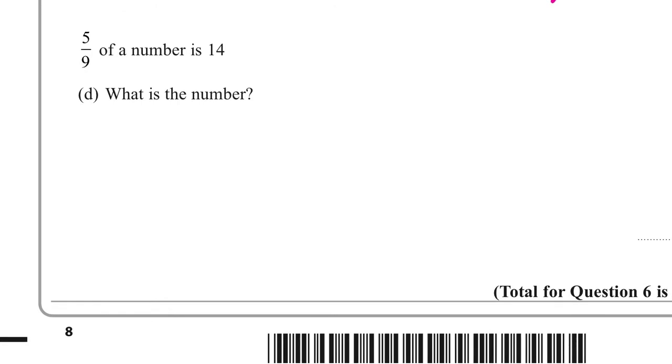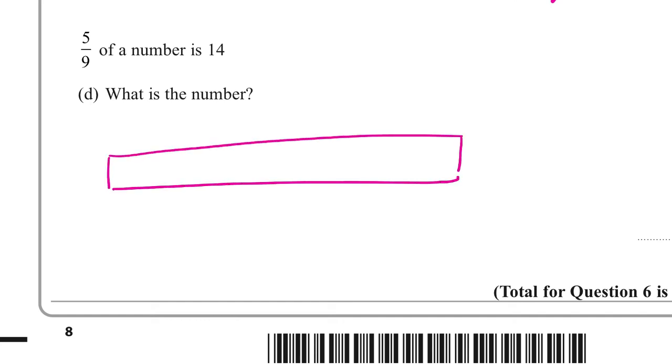Right, it then says 5/9 of a number is 14. So what if we split the number into 9 parts? So if I had a number and I split this into 9, 1, 2, 3, 4, 5, 6, 7, 8, 9. And can you see how I didn't quite draw my bar model correctly, but I just added it on? That's fine. So how much is 5/9? How many do I shade in? 5 out of 9.